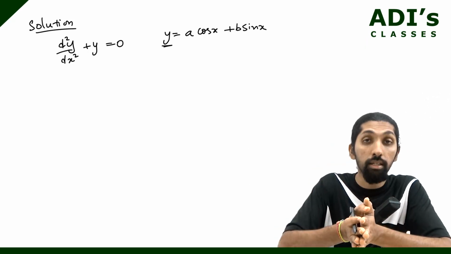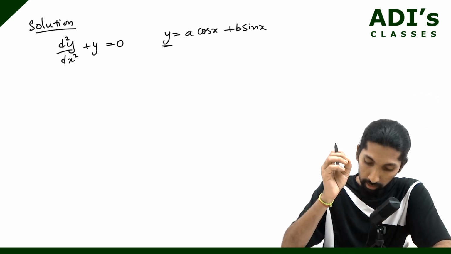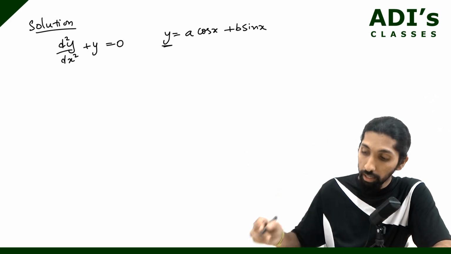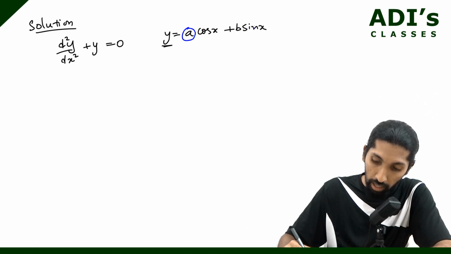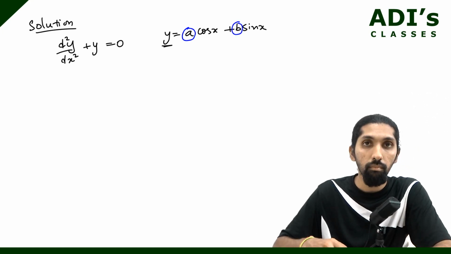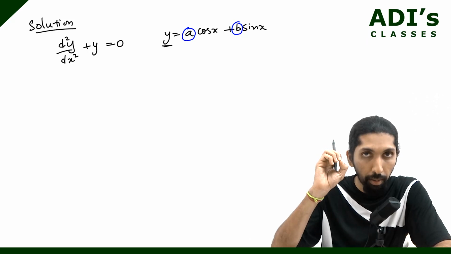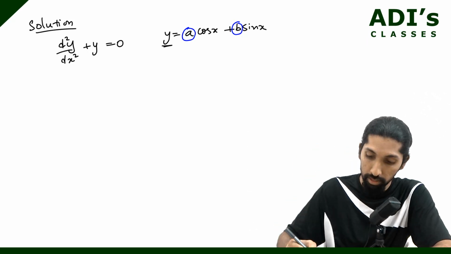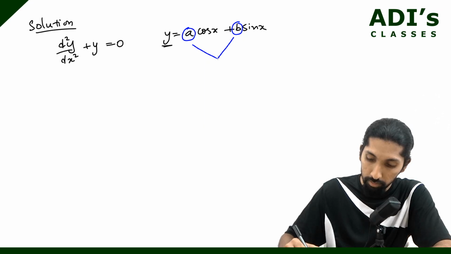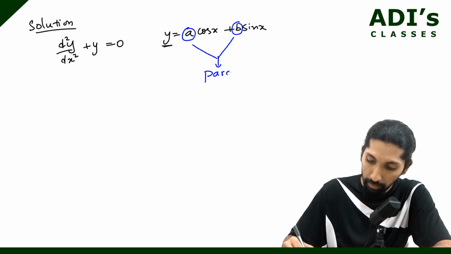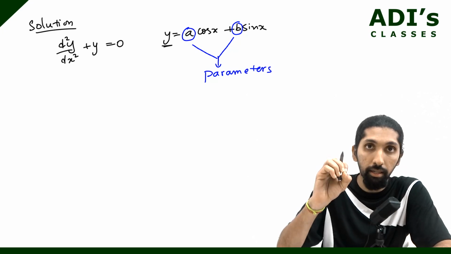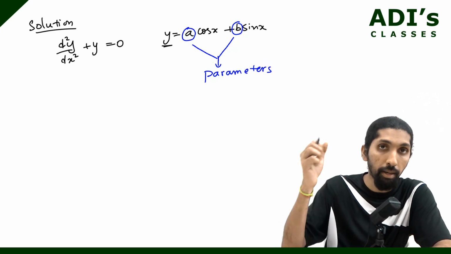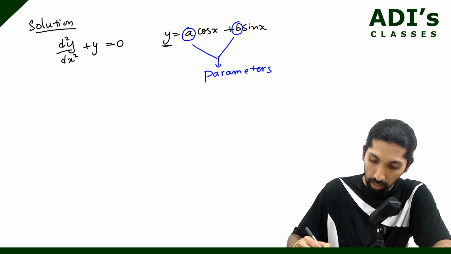Now, what you need to understand here is that the equation you have has two important parameters. That is, you have a and you have b, correct? A and b are what we call parameters of the function. So you can say that a is 1, b is 1. So these are two parameters. Suppose the solution has parameters like this, we can call them arbitrary parameters.